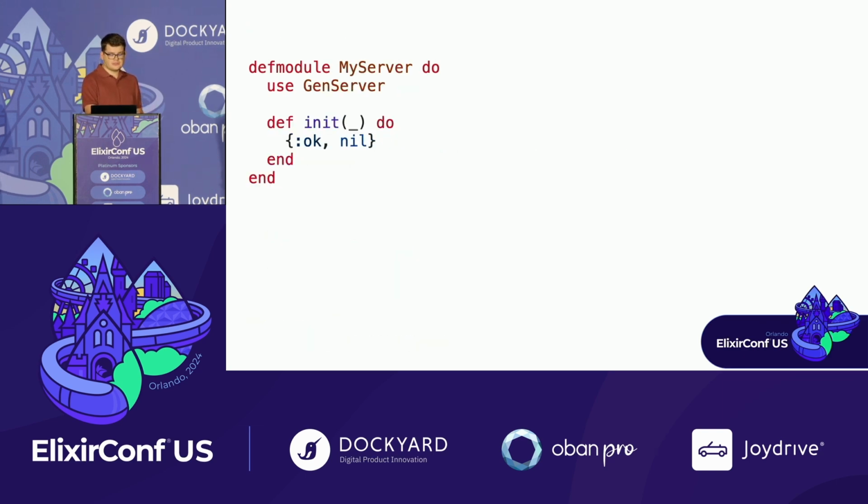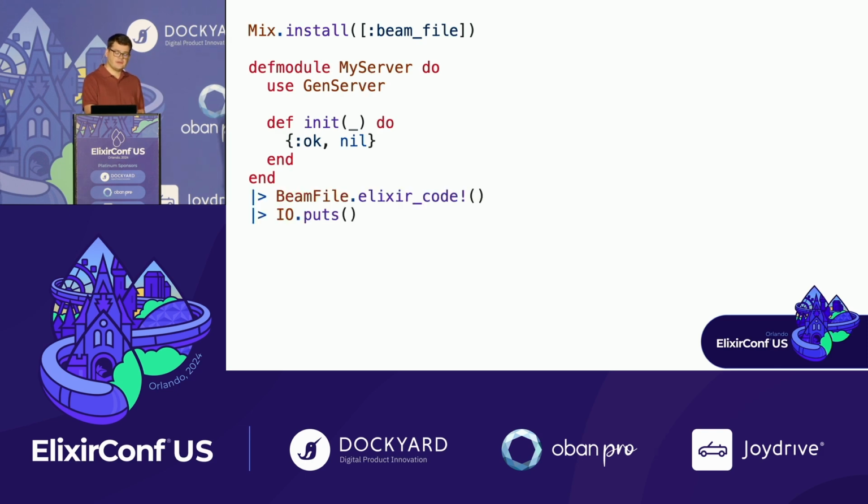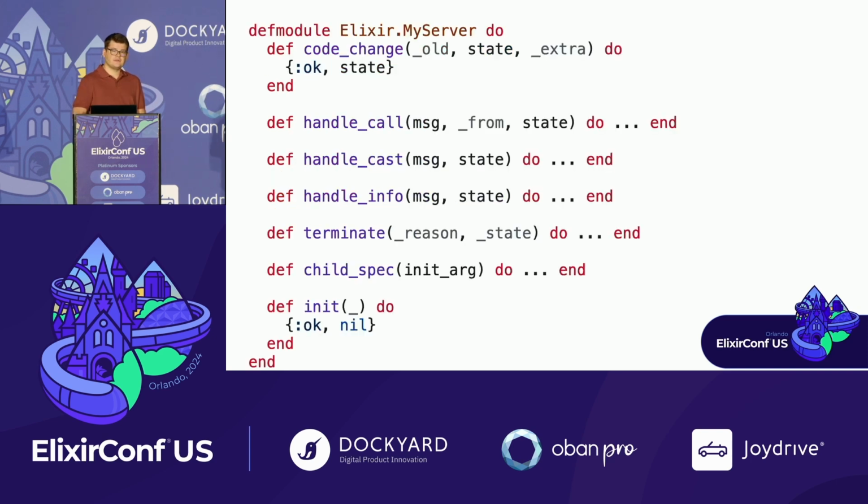Finally, just one example, that minimal GenServer. I just found it a couple of days ago, actually. There's a library called BeamFile, and what you can do is give it beam file names, or even modules here, and you can print Elixir code, the actual expanded Elixir code that ends up in the beam file, and we see our GenServer. So very cool for debugging. You can print Erlang code using this library as well.